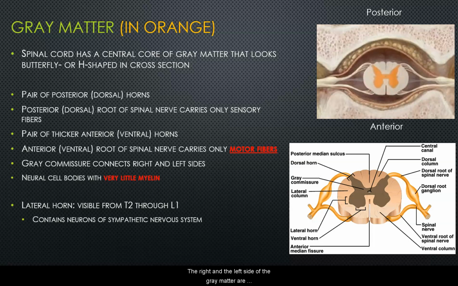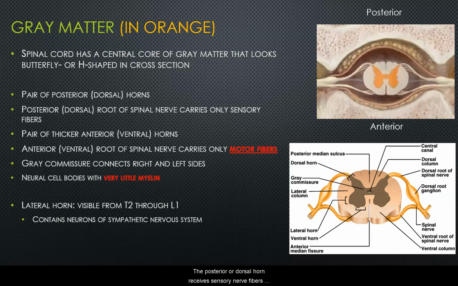The right and the left sides of the gray matter are connected by a median bridge called the gray commissure. In the middle of the commissure is the central canal, which is collapsed in most areas in adults, but is open in some areas and is completely open in children.